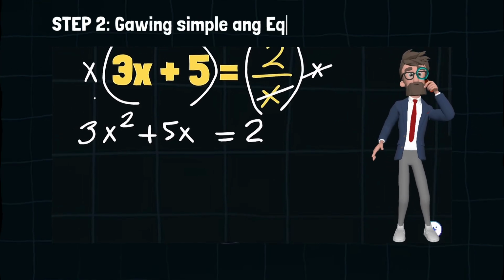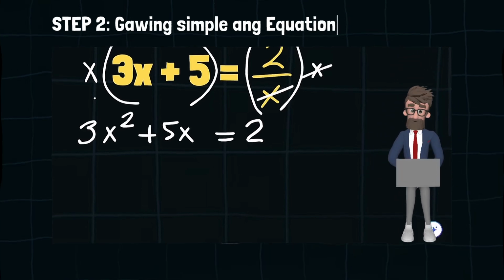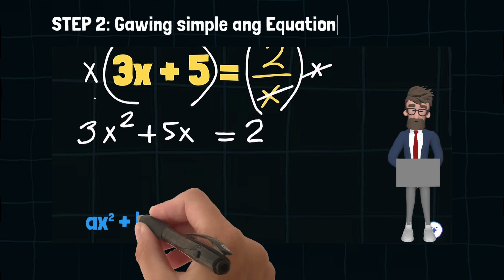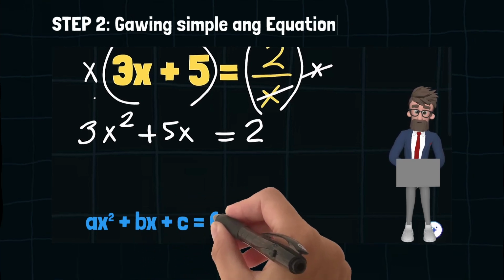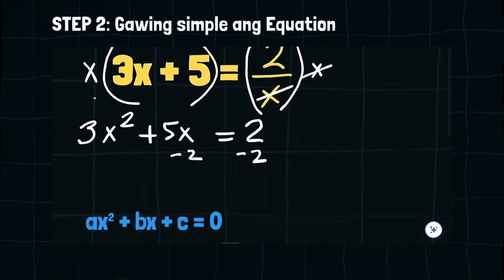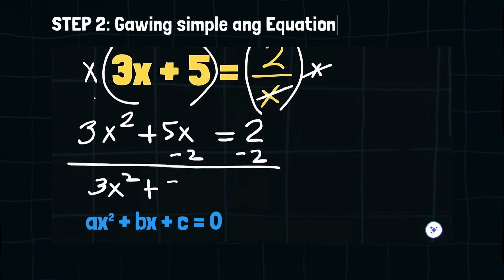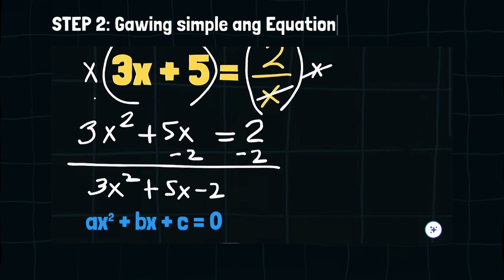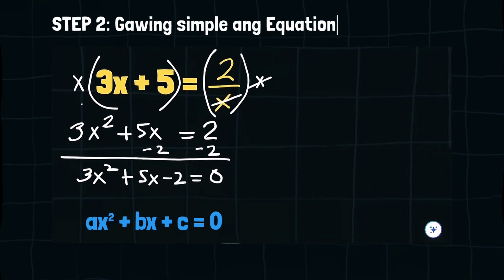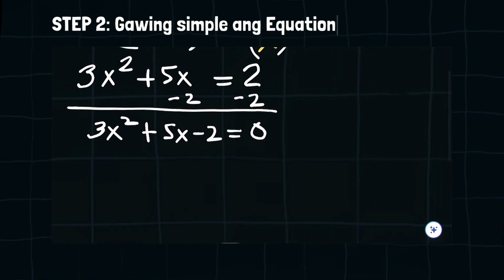Step 2. Gawing simple ang equation. Kailangan natin gawing simple ang equation para magmukhang ax squared plus bx plus c equals 0. Gawin natin ito sa pamamagitan ng pag-subtract ng 2 sa parehong sides. Kapag ginawa natin yon, we have 3x squared plus 5x minus 2 equals 0. Oh, you see? Simple na siya, di ba? At naka-standard form na. Ngayon, madali na natin itong ma-factor.